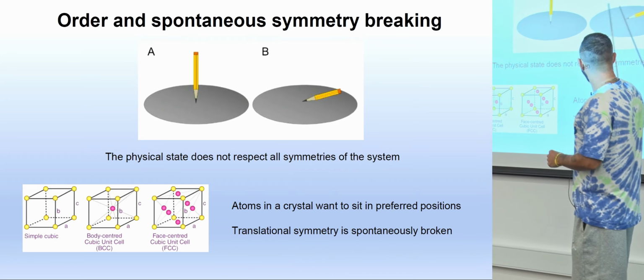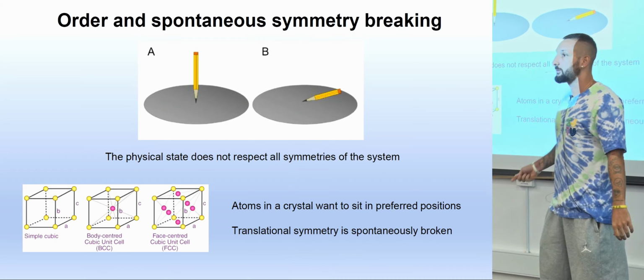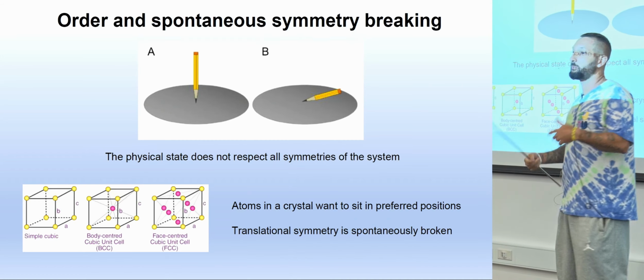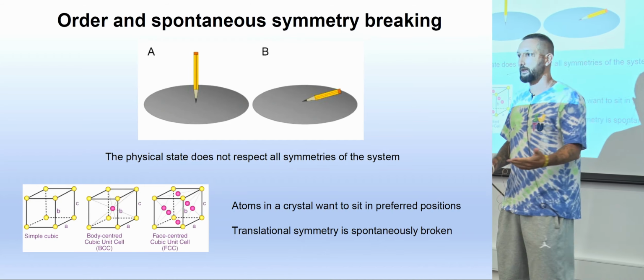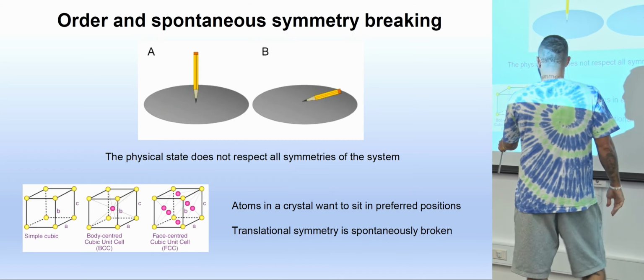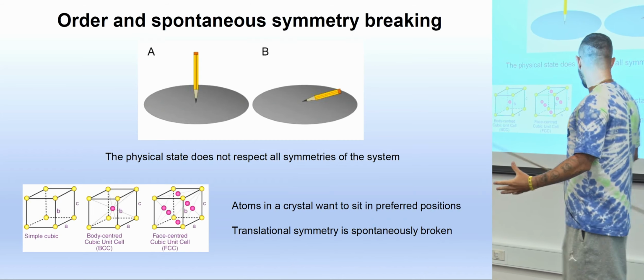And why is this relevant for solids? Because many of the properties of solids can be understood by saying that solids spontaneously break translational symmetry. And from a practical perspective, this just means that, again, the atoms do not want to sit randomly. There are some preferred positions.